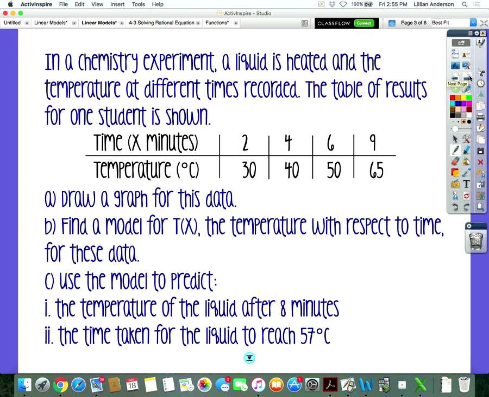In a chemistry experiment, a liquid is heated and the temperature at different times is recorded. The table of the results for one student is shown up here on the screen, but not on your paper, so you do have to write this down.